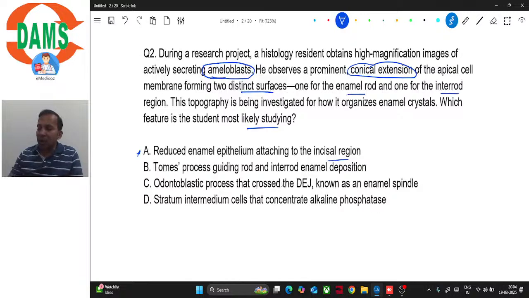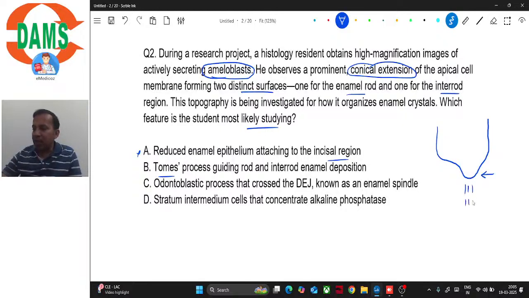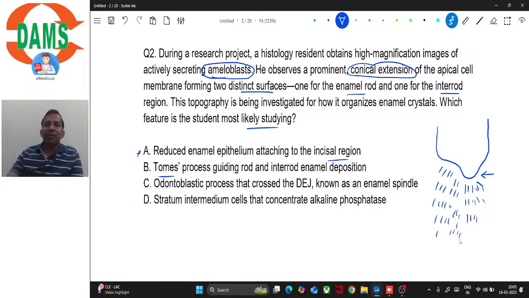Tomes process guiding rod and interrod enamel deposition. So we know that the distal surface of the ameloblast appears something like this, isn't it? So the Tomes process is responsible for the head region, or the rod region, and the rest of the peripheral surface is responsible for interrod enamel, or the tail region, isn't it?